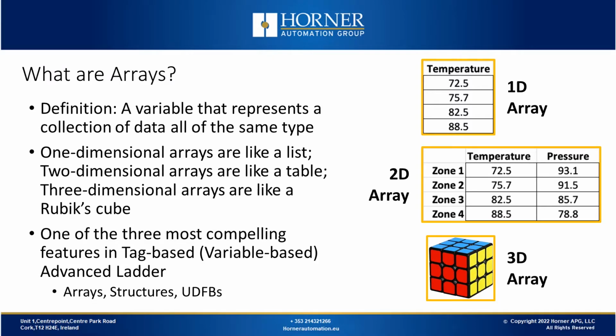So, what are arrays? By definition, an array is a variable that represents a collection of data all of the same type. Arrays can come in multiple dimensions. For a one-dimensional array, you can think of that like a list. A two-dimensional array is like a table, and a three-dimensional array you can think of like a Rubik's Cube. Arrays, along with structures and UDFBs, are three of the most compelling features with variable-based advanced ladder in Cscape.